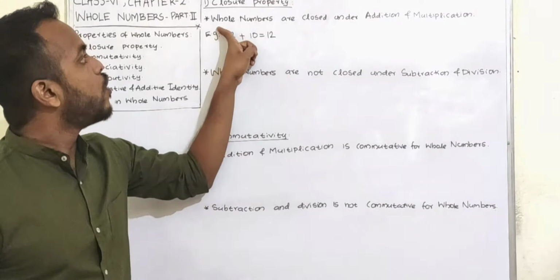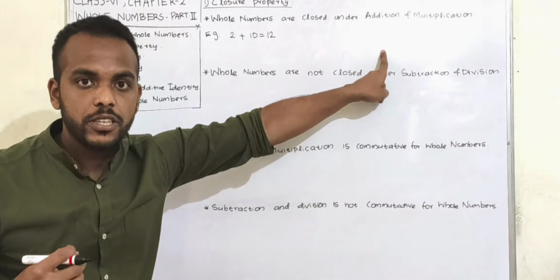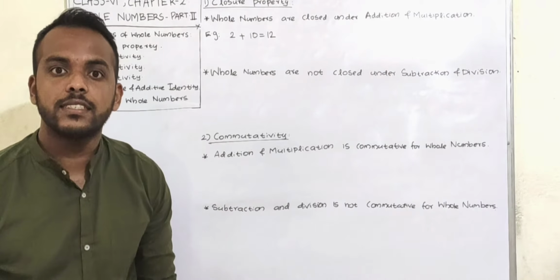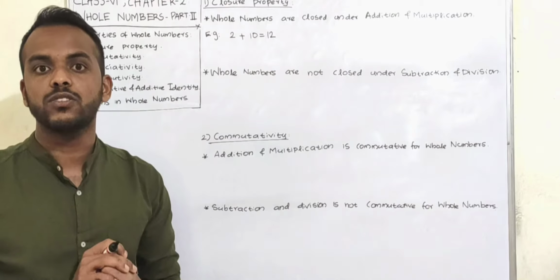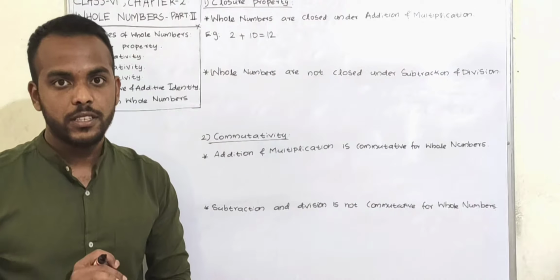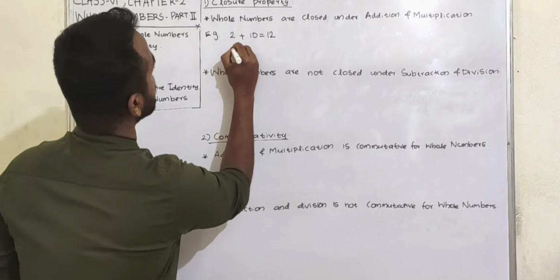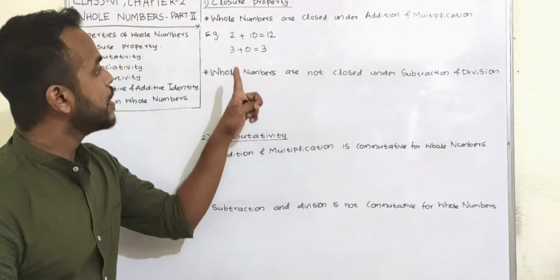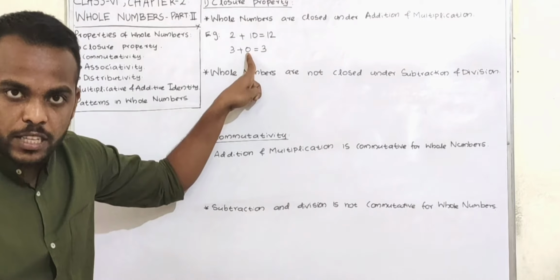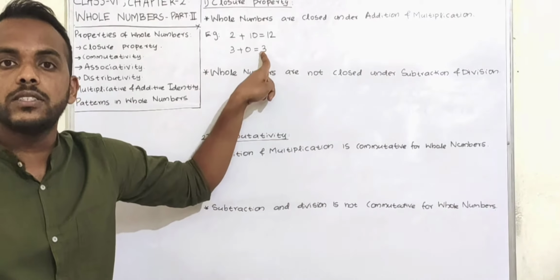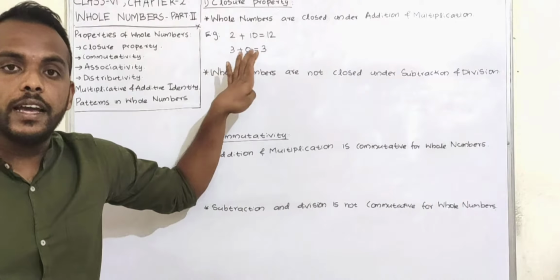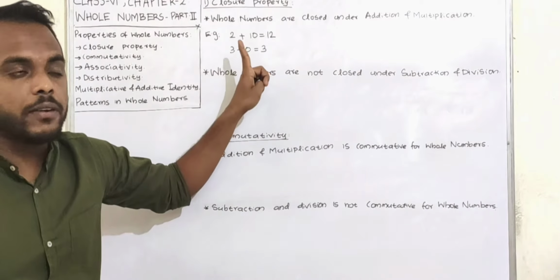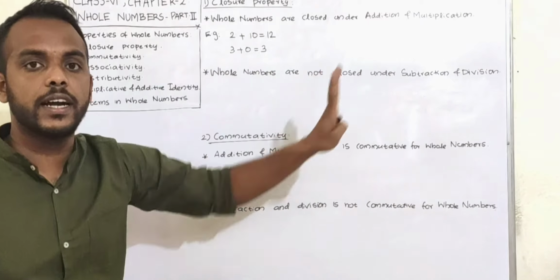So, we say whole numbers are closed under addition. If we add any two whole numbers and if the resultant is still a whole number, then we can say it is closed under addition. Do you get me? Another example, 3 plus 0. What is the answer? 3. 3 is a whole number, 0 is another whole number, and we are getting the answer as 3. If we take any two whole numbers, we should get a whole number when we add it. Then only we can say whole numbers are closed under addition.